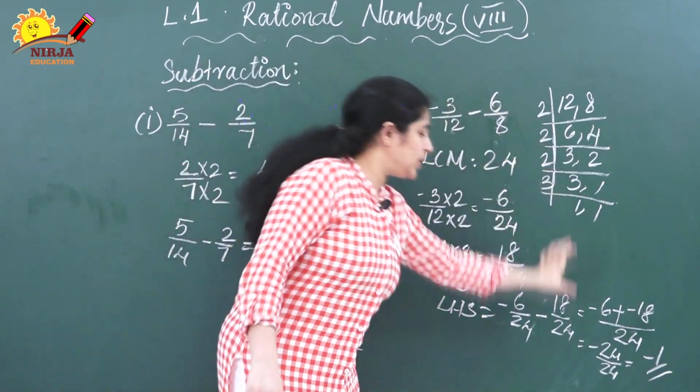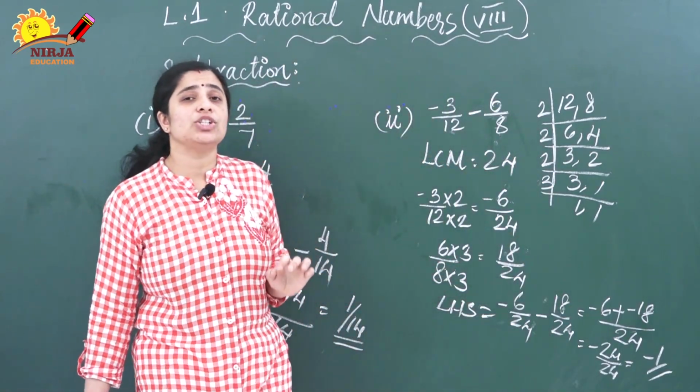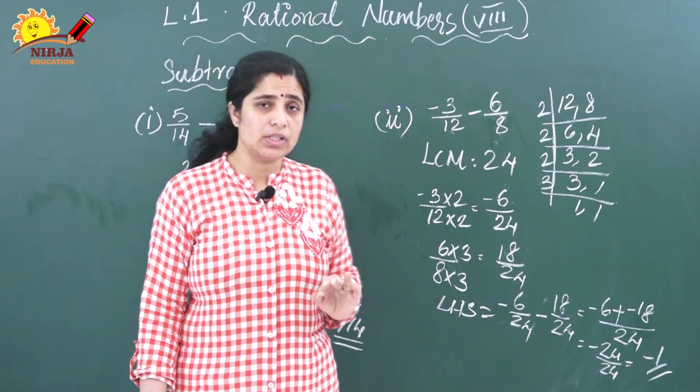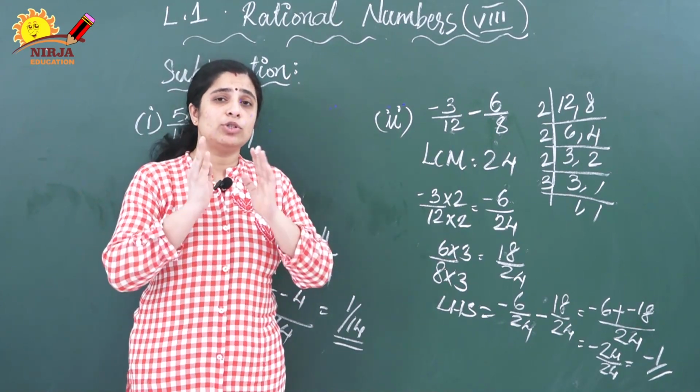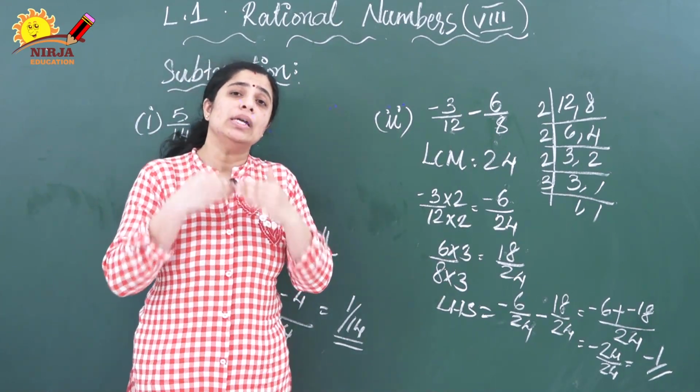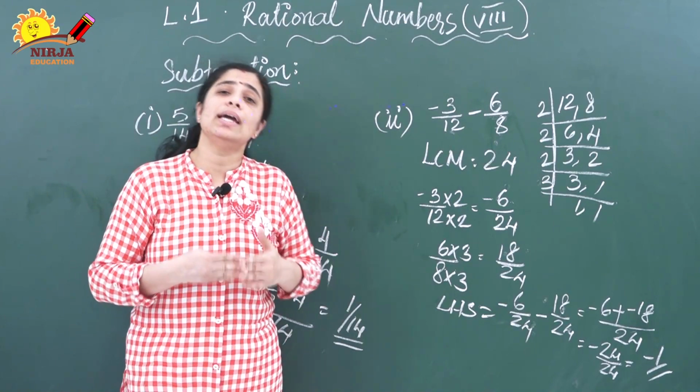So like this way you have to do the subtraction of rational numbers. First the same method only what we have done in addition, the LCM, the denominators should be same. For that we have to find the LCM.